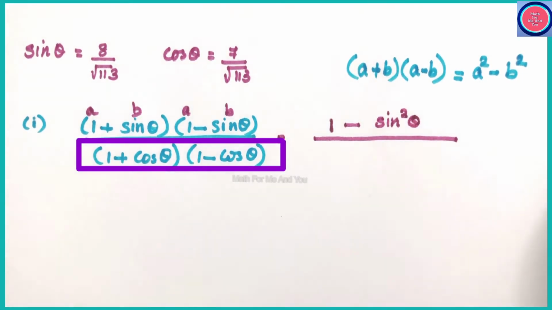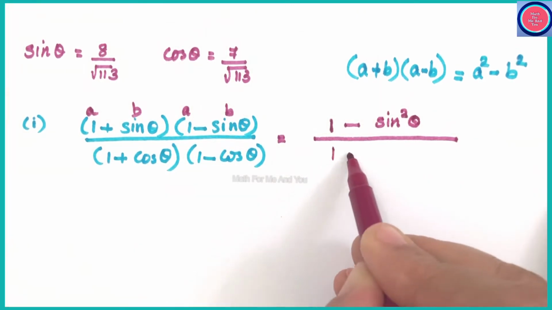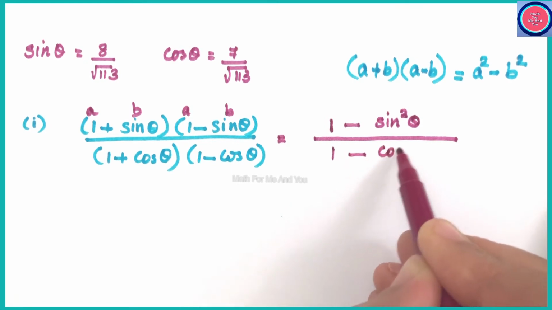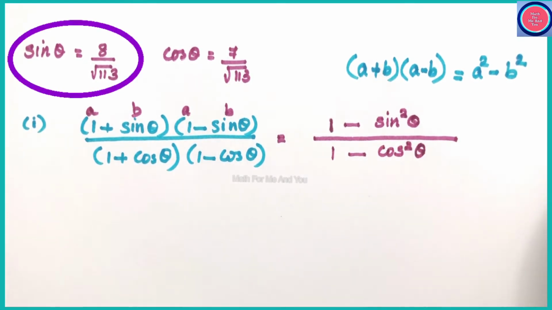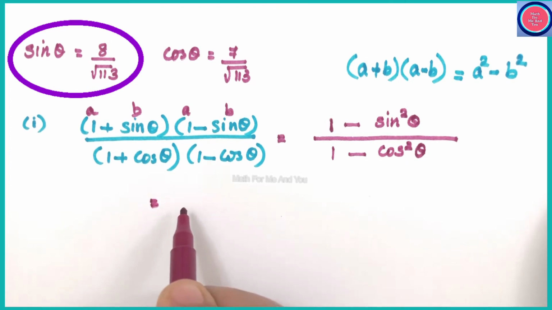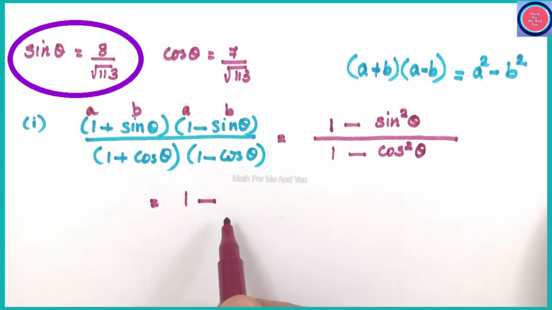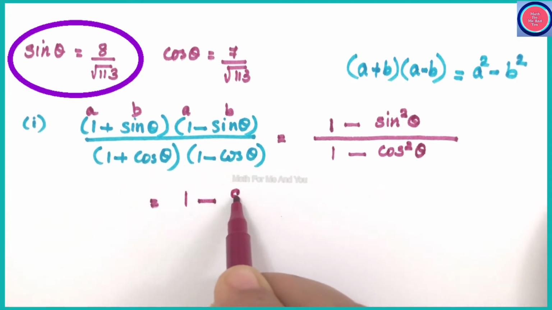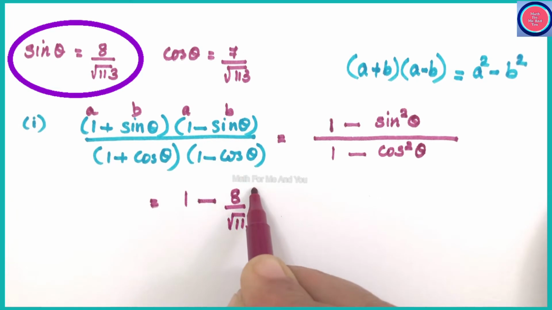The denominator, see, this is also of the form a plus b times a minus b. So we can write here a square minus b square: 1 square minus cos square theta. Sin theta equals 8 over root of 113. So what is sin square theta? 8 divided by root of 113 whole square. We can substitute as 1 minus 8 by root of 113 square.